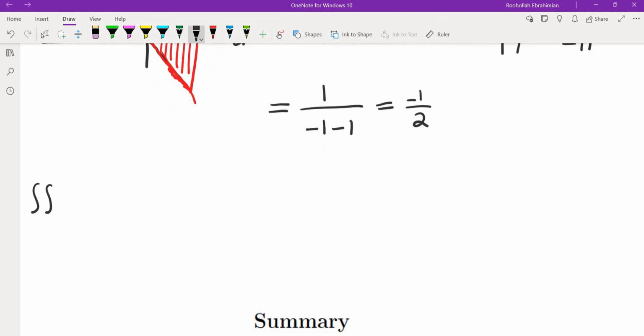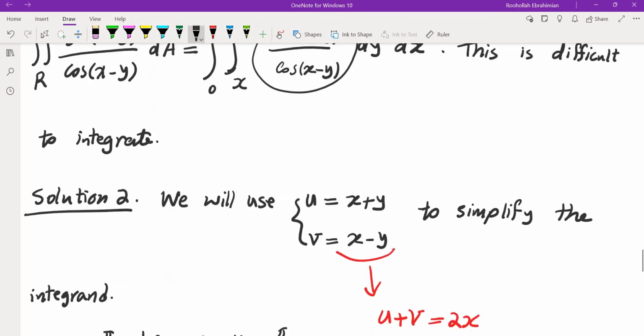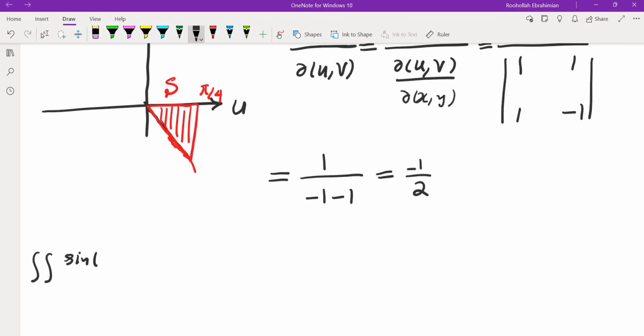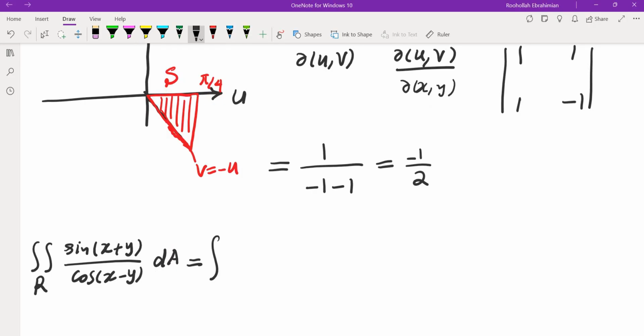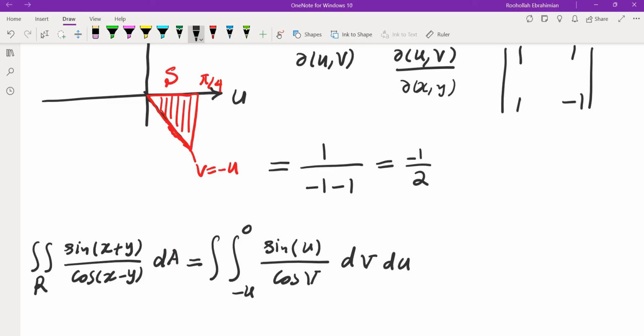So that means the double integral of, let me go ahead and see what the problem was, sine of x plus y over cosine of x minus y dA over the region R. So this is equal to, this is a vertically simple region, so we could write it down as sine of u over cosine of v. Because it's a vertically simple region, we do dv du. Now what are the limits of v? Bottom is negative u, top is 0, and limits of u are from 0 to pi over 4.